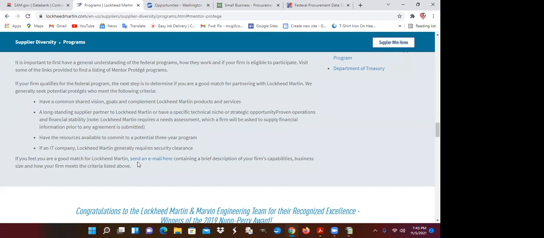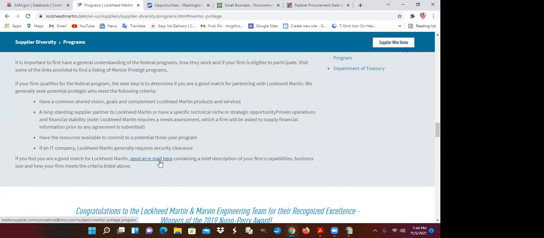And basically, if you want to become a protege for Lockheed Martin, you're doing this before you actually put in for your mentor-protege. At this time, you're looking for companies to partner with. That's what we're talking about right now: looking for companies to actually go in to become a protege with. And they say, if you feel you are a good match for Lockheed Martin, send an email here.